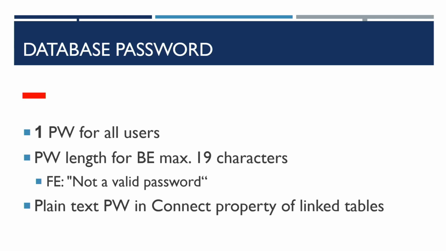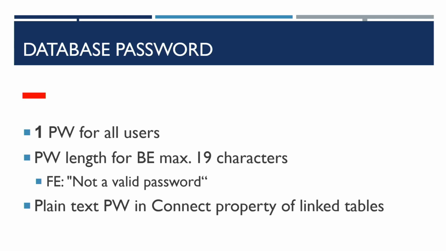If you link tables from a backend and you have a password on the backend, you are restricted to 19 characters. And I had a case at a client where they had a 20-character password and it didn't work. They couldn't use the linked tables anymore because they always got the message, not a valid password. So this is a bug. You can only use up to 19 characters if you have linked tables. I reported that to the Access team, but it's still not fixed.